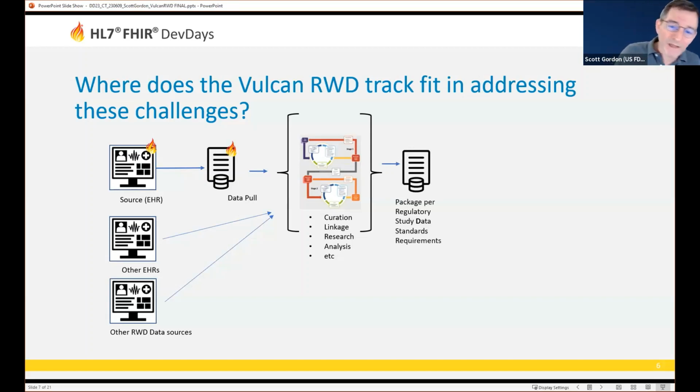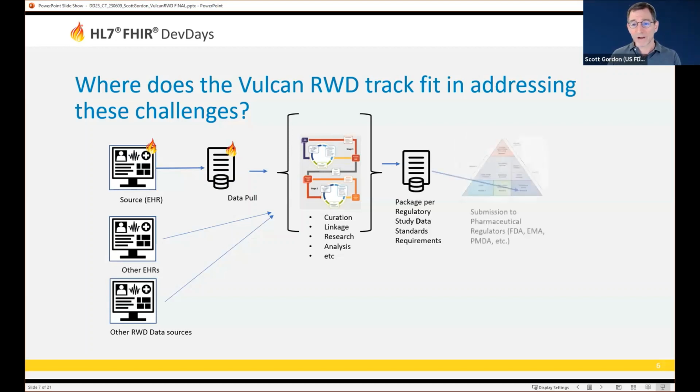Ultimately, if there's a research study that a sponsor wants to submit to a regulatory agency, they'll package it in a way that any particular regulatory agency asks for it, and ultimately submit it as part of their package to the pharmaceutical regulators across the globe. In the US, there's the FDA, there's the European Medicines Agency, and in Japan, there's the PMDA, and many others around the globe.